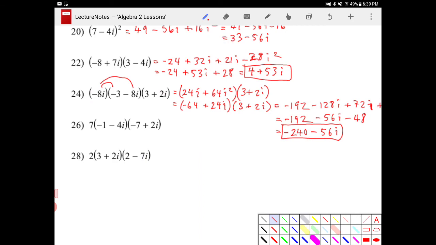I am not going to do the last two, because the last two are no more challenging than question number 24. So I want to stop it right here.